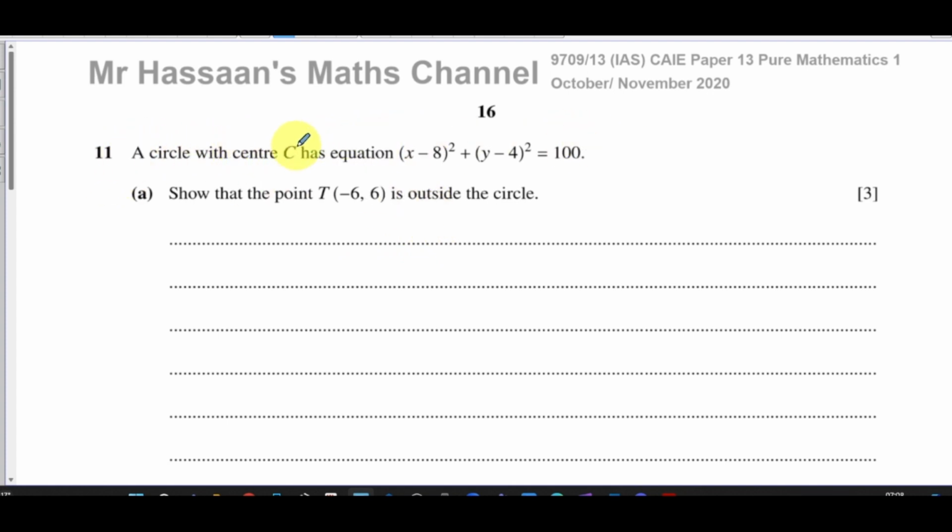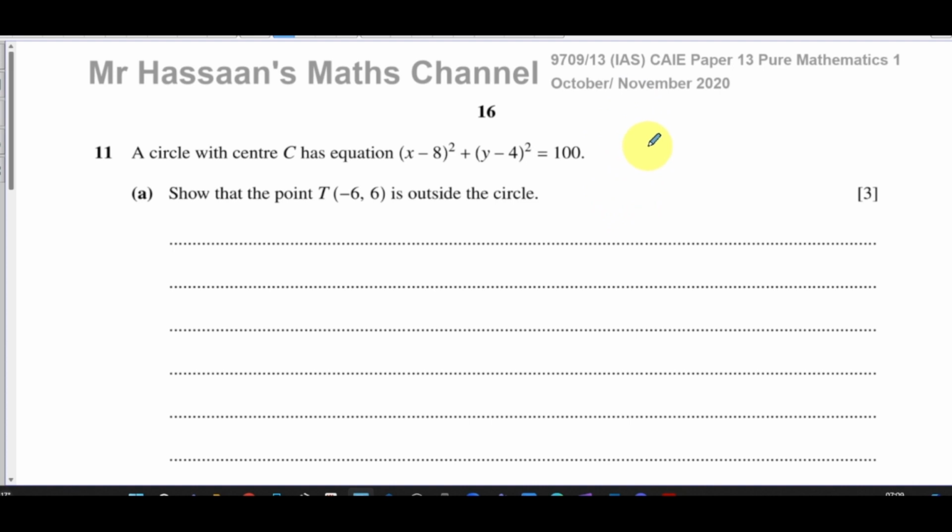So it says a circle with center C has equation (x − 8)² + (y − 4)² = 100. Show that the point T, (−6, 6), is outside of the circle. Right, so now we have a question about circles.